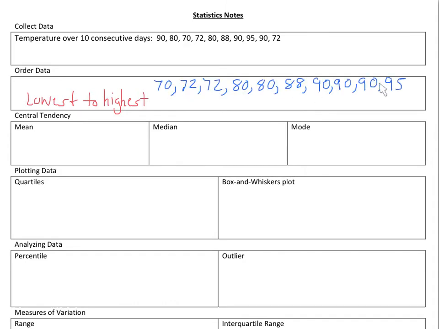Voila, that was pretty fast. I've got my data in order from lowest to highest. You should see 10 values to make sure you got them all. Now we're going to go to something called central tendencies, which deal with mean, median, and mode.